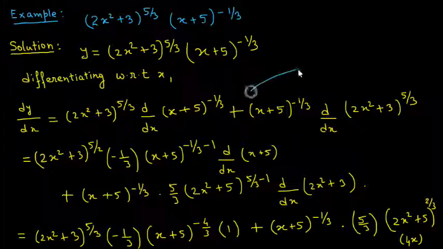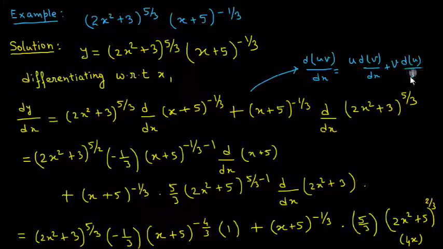We are using here d(uv) upon dx, which is equal to u dv upon dx plus v du upon dx. Simple thing. So now we'll solve it to its simplest form.